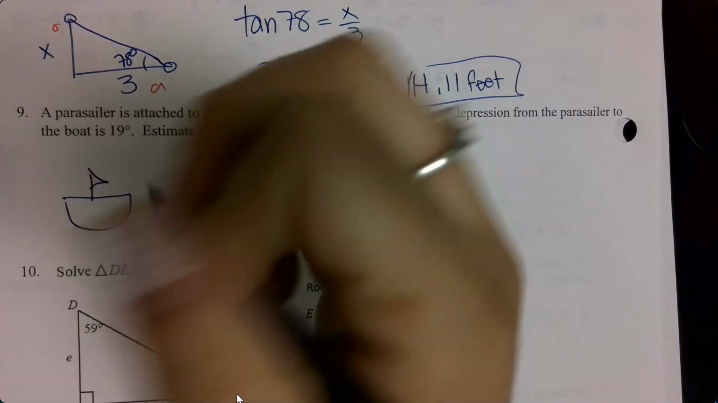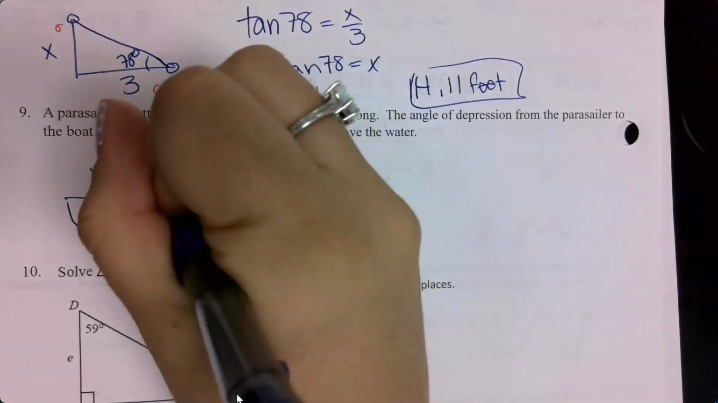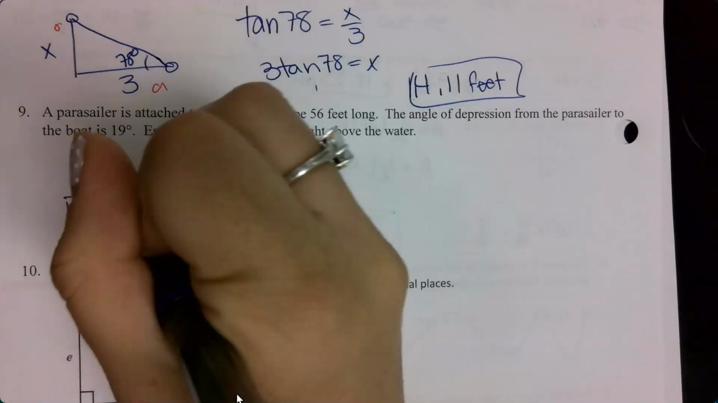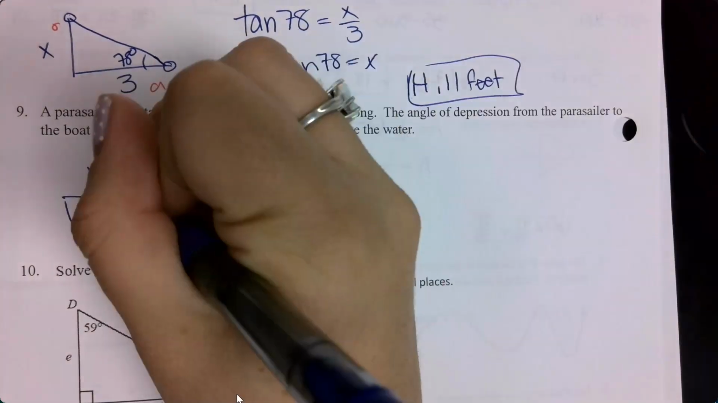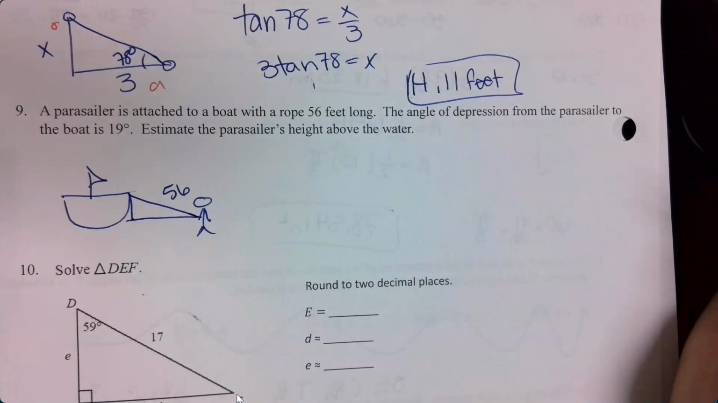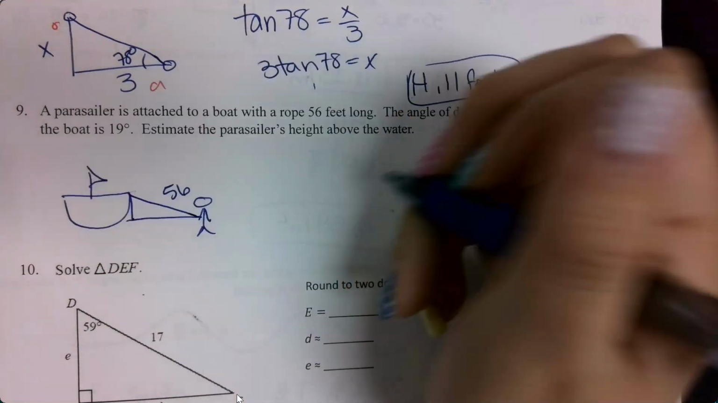With a rope 56 feet long. Find the angle of depression. So, angle of depression. I drew the triangle the wrong way. Let me draw this again.